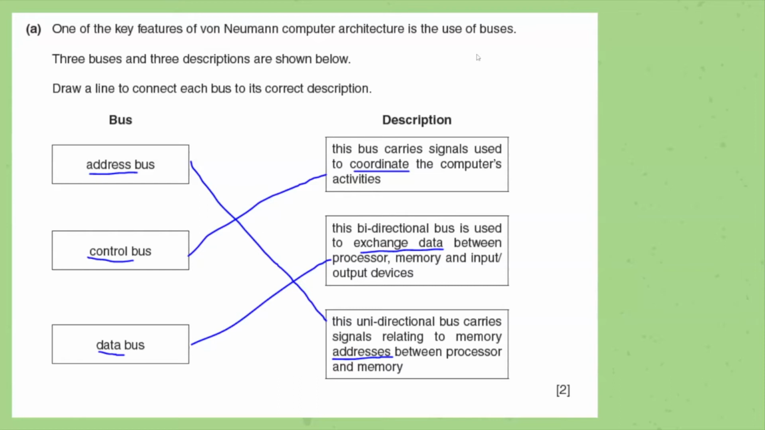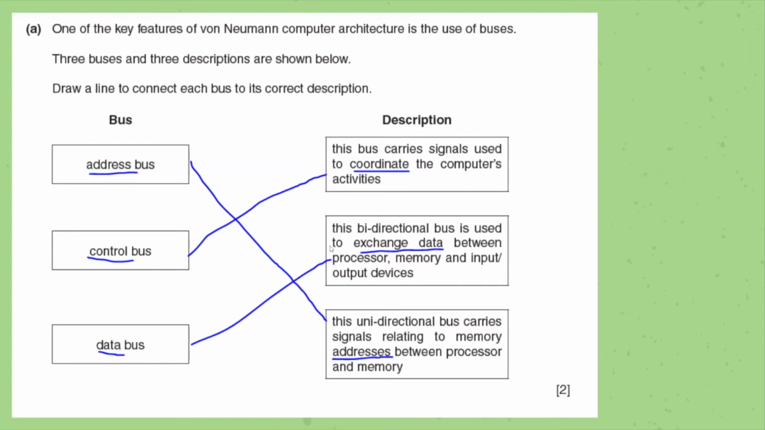So match the following goes like this. But wait, see what I have underlined. The address bus is matched to this: unidirectional bus carries signals relating to memory addresses between processor and memory. Control bus: this bus carries signals used to coordinate the computer's activities. Data bus is matched to this: bidirectional bus is used to exchange data between processor, memory, and input or output devices.